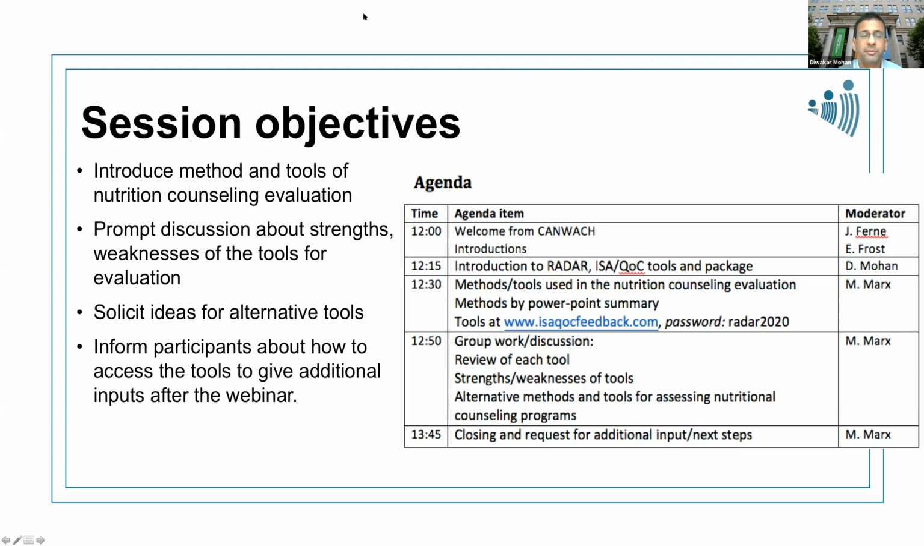And we also want to finish up with giving you information about how to access the tool so that you will be available to provide us additional inputs after this webinar. So if you notice the agenda, we have a slight difference based on what we did yesterday. Like after Melissa initially presents about the tools, we will intend to do it like a group work and almost as if we were trying to brainstorm different ideas for some of these tools before we close. Melissa, can you move on to the next slide?